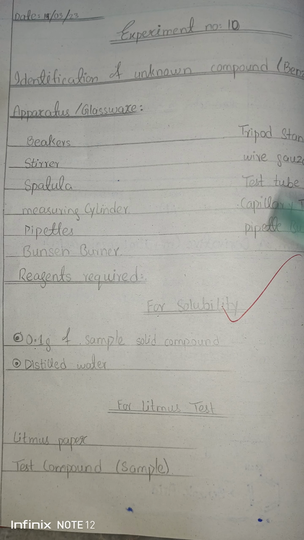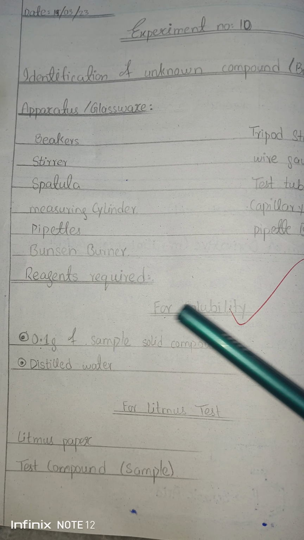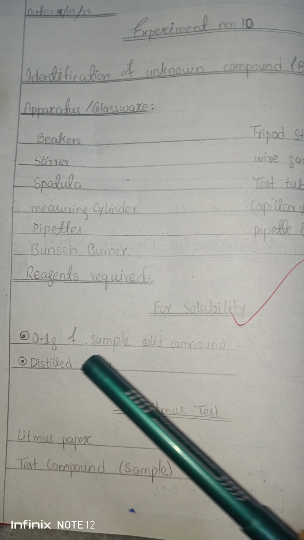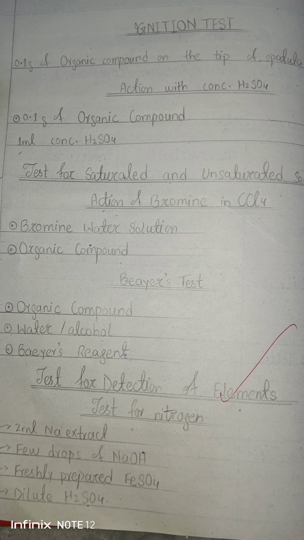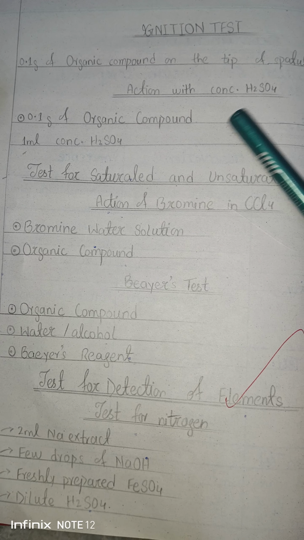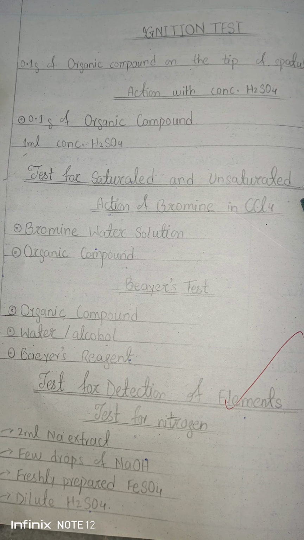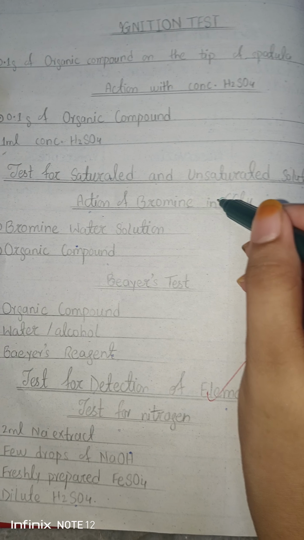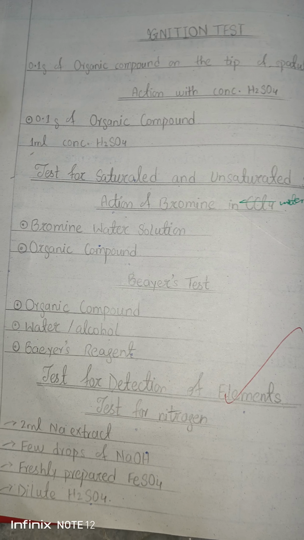So now on the first page, you will write up the apparatus, that is, the things you will need, and second, the reagents you require. For the solubility test, you require the organic compound and distilled water. For litmus paper, you require the compound and the litmus paper. For the ignition test, you require some amount of organic compound and a spatula. For H2SO4, you require these compounds. For the test for saturated and unsaturated, the first test is bromine in water, okay, not CCl4, it is in water. So you need bromine water and some organic compound.